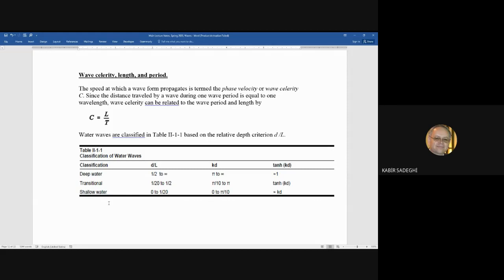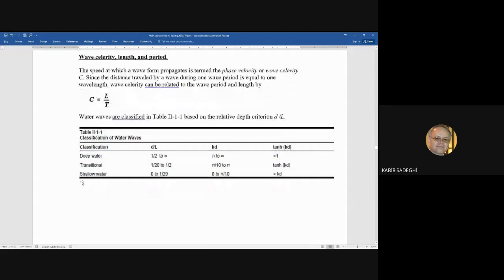Therefore, in the table, as you see, we have here 1, 2, 3, 4 columns. This table shows the classification of water waves. The first column gives us the different conditions of water depth: deep water, transitional water, and shallow water.